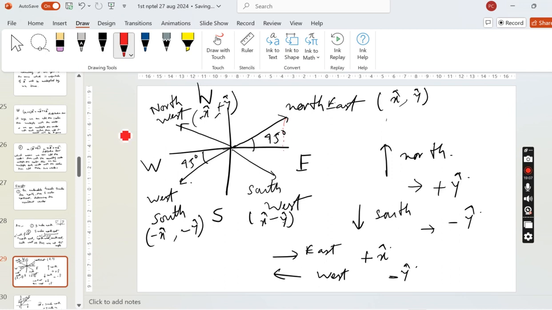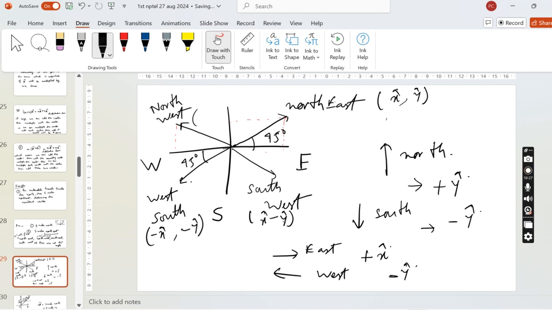Its x projection is positive and the same as the y projection. For northwest, the x projection is negative, but the y projection is positive. For southwest, you can see both projections are in the negative direction. For southeast, the x projection is in the positive direction, but the y projection is in the negative direction.